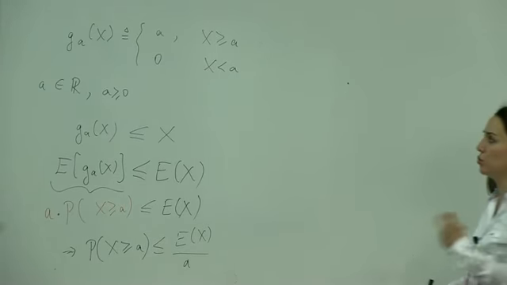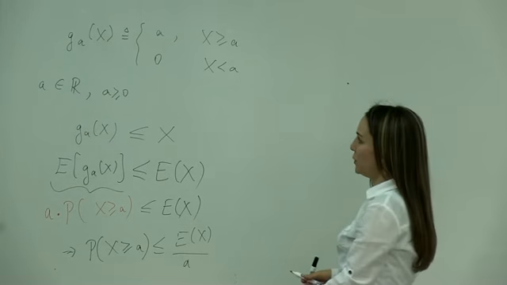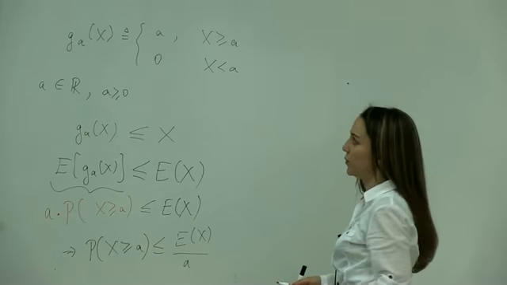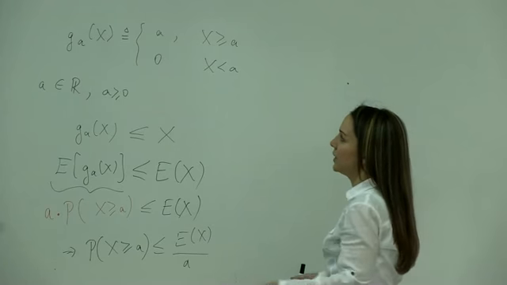What does it use? It just uses the expectation. So it's typically a loose bound. Sometimes it's useful, but it's usually a loose bound. Let's just see a simple example of its usage.